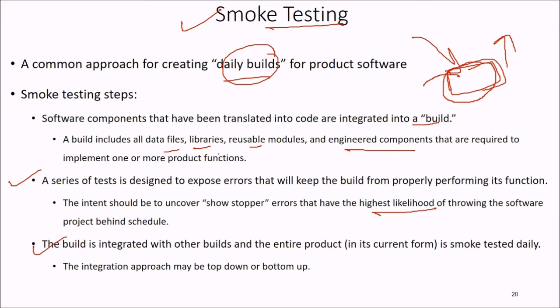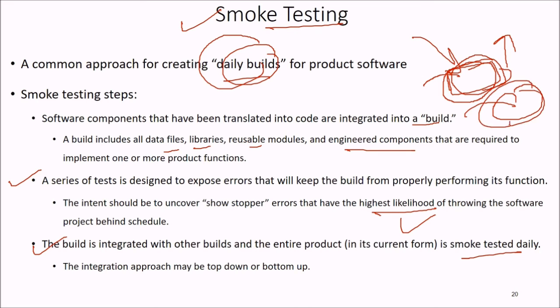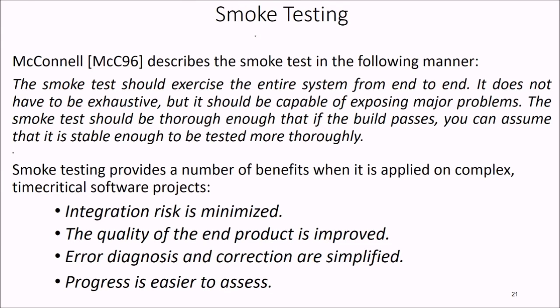And the build is integrated with other builds, and the entire product in its current form is smoke tested daily. The integration approach may be top down or bottom up. So what you do is a daily build: you add whatever you have made today, you combine them, and you do the build daily. And then you try to find the showstopper that is likely to impact the schedule of the software delivery.